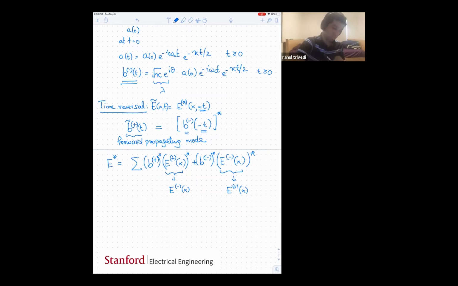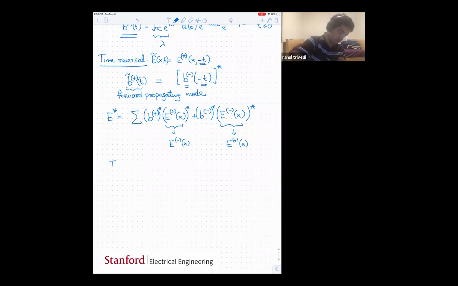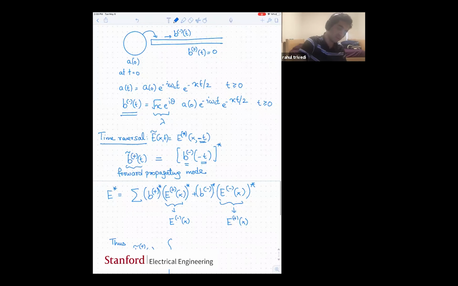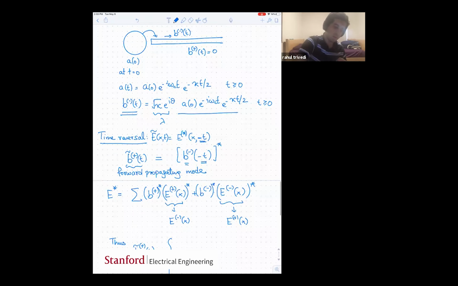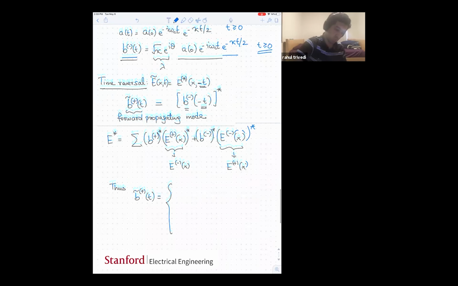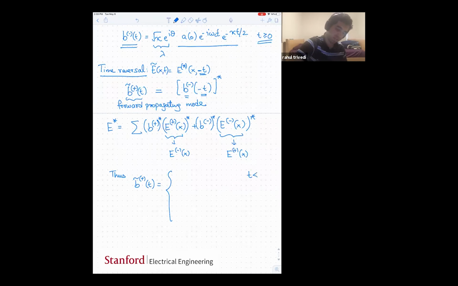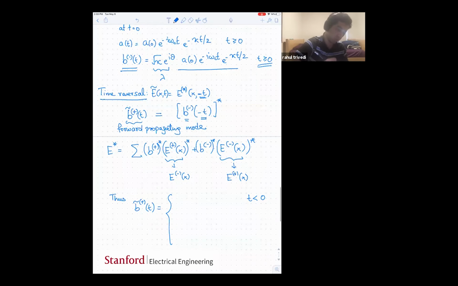So what is B minus? So which tells us that B tilde plus of t is simply equal to, now let's write this down properly. Our B minus of t was equal to this expression for t more than or equal to 0. For t less than 0, I get the conjugate of this expression. So I get square root of kappa exponential minus I theta a star of 0 exponential I omega minus I omega ct exponential kappa t by 2.